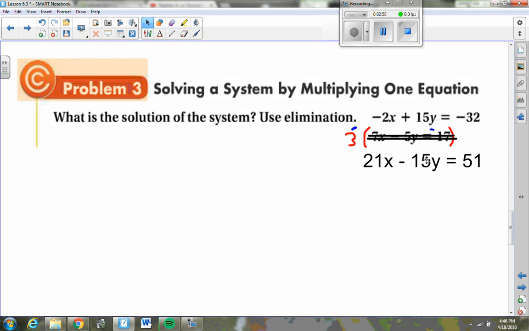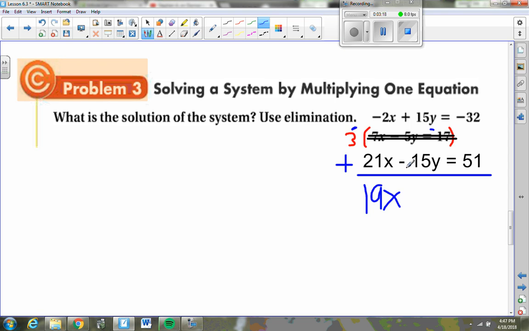Now, positive 15 and negative 15 have different signs, so when I have different signs, I'm going to add the two equations together. Remember, skipping over this middle guy. I'm going to do negative 2 plus 21, which gives me 19x. We know that the y's should go away because positive 15 plus negative 15 is nothing. That goes away. The other side of my equal sign is negative 32 plus 51. Negative 32 plus 51 gives me a positive 19.